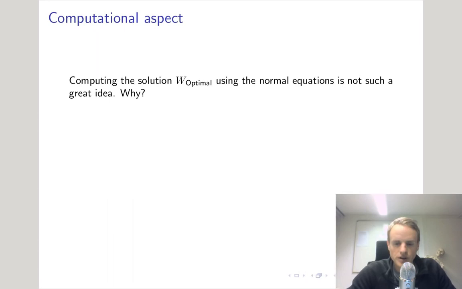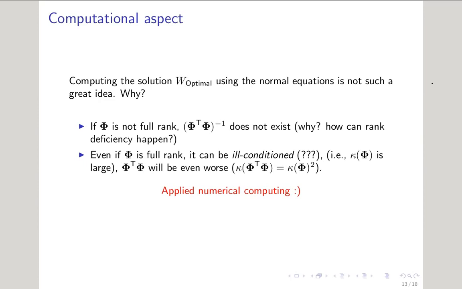Okay, well that seemed pretty straightforward. We have the normal equations, and we can solve those to give us our optimal value of w. So why do you think computing the solution using the normal equations is not such a great idea? Well, if the design matrix is not full rank, the inverse of phi squared doesn't exist. How can this happen? Well, if you remember back to your linear algebra days, you might remember that you can't uniquely determine a solution for n parameters with less than n data points.